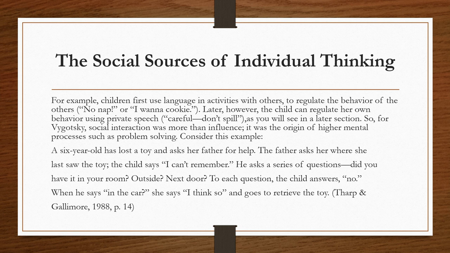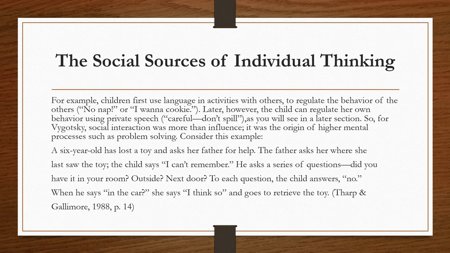First, use language in activities with others to regulate the behavior of others. No nap. Oh, I want a cookie. Later, however, the child can regulate her own behavior using private speech. For example, careful, don't smell. As you'll see in the later section, for Vygotsky, social interaction was more than an influence. It was the origin of our mental processes such as problem solving.